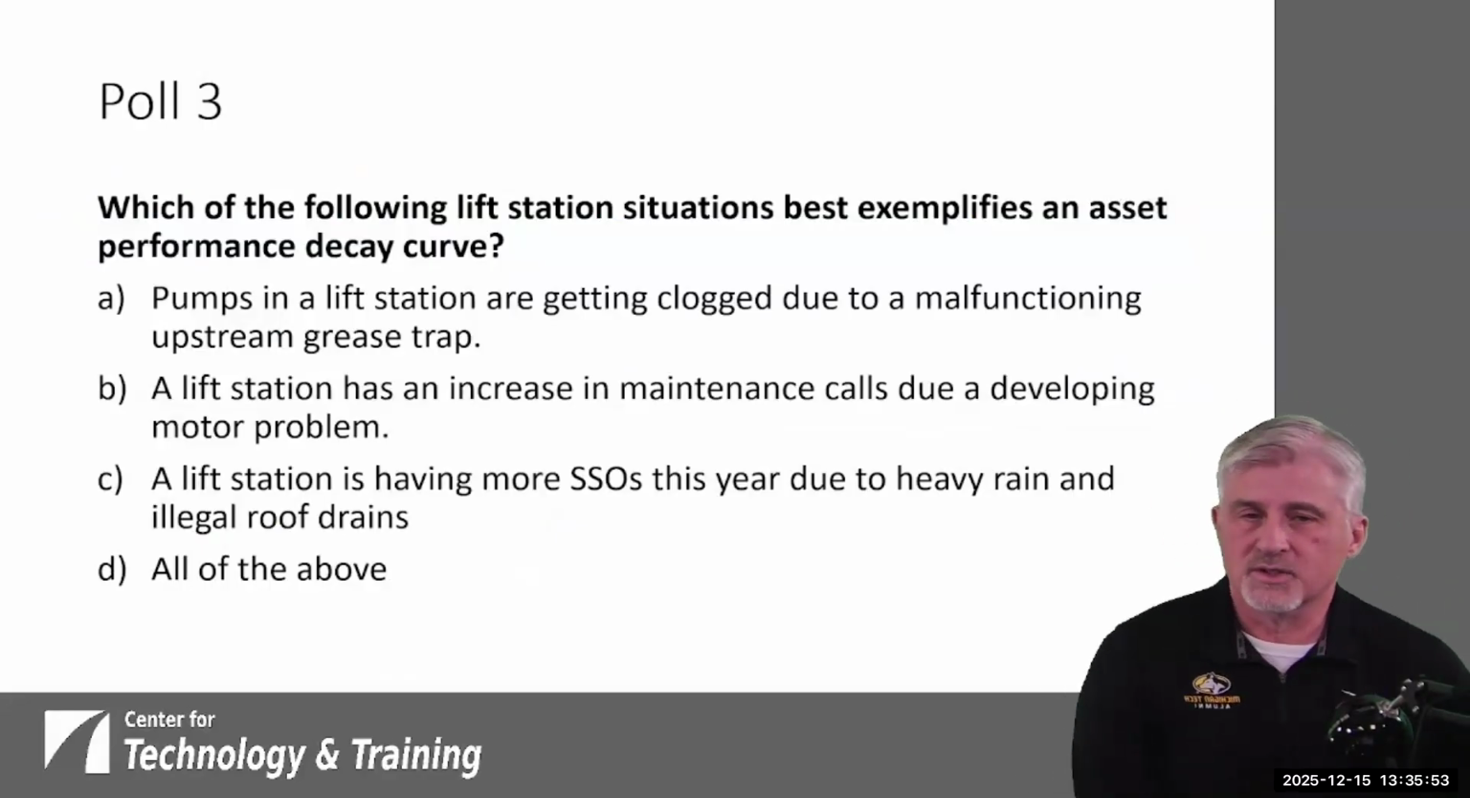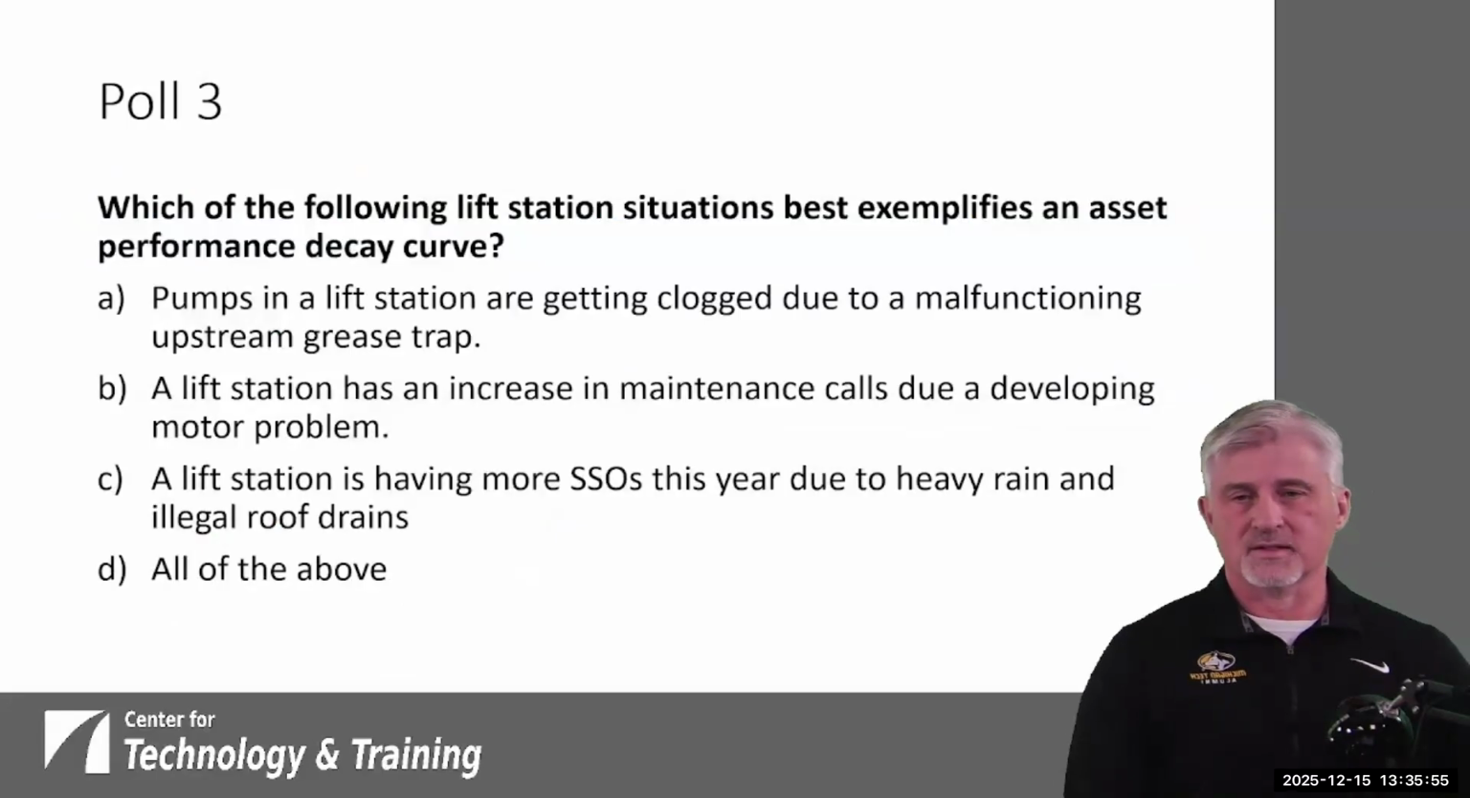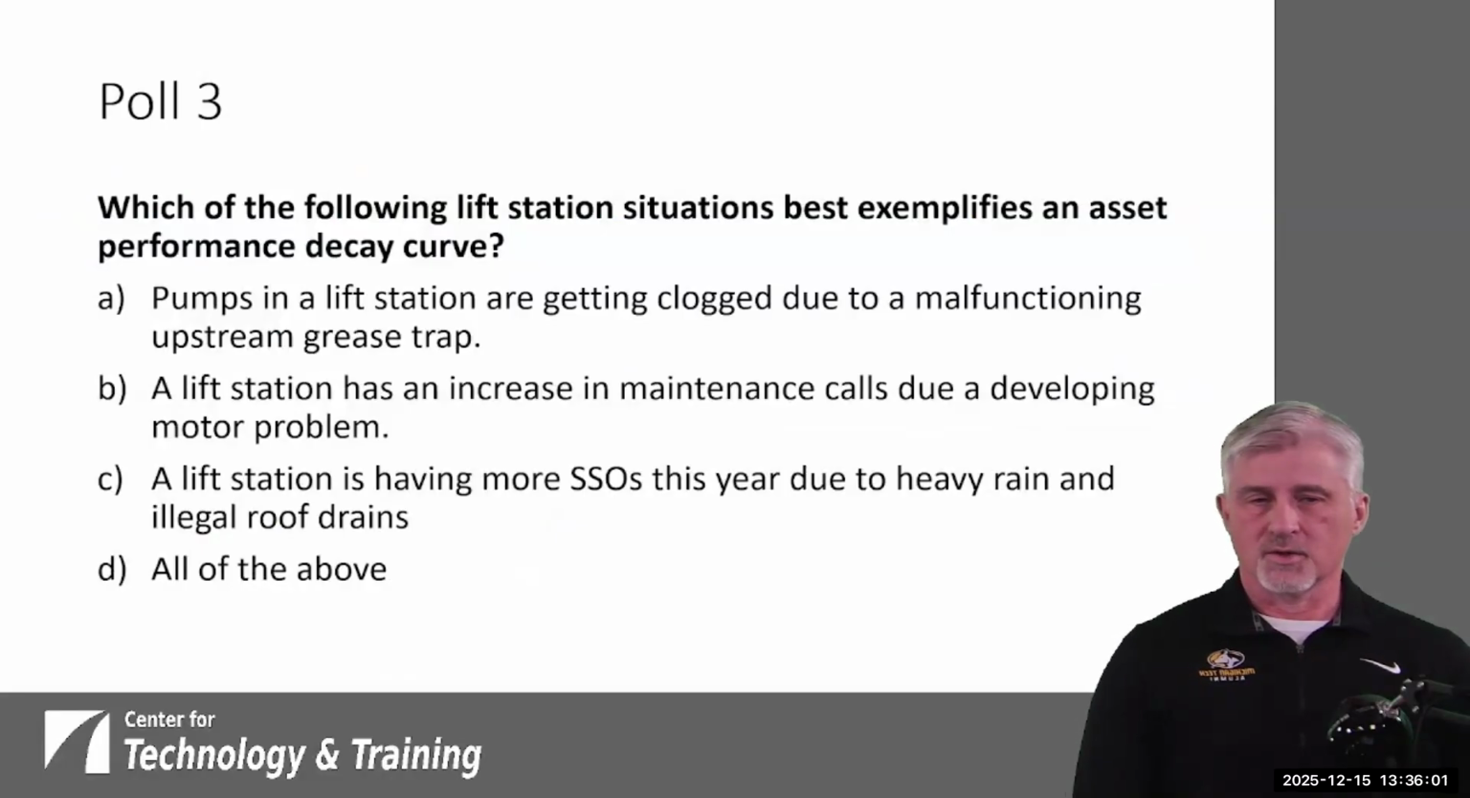Which of the following lift station situations best exemplifies an asset performance decay curve? Is it A, pumps in a lift station are getting clogged due to a malfunctioning upstream grease trap? B, a lift station has an increase in maintenance calls due to a developing motor problem? C, a lift station is having more SSOs this year due to heavy rain and illegal roof drains? Or D, all of the above?